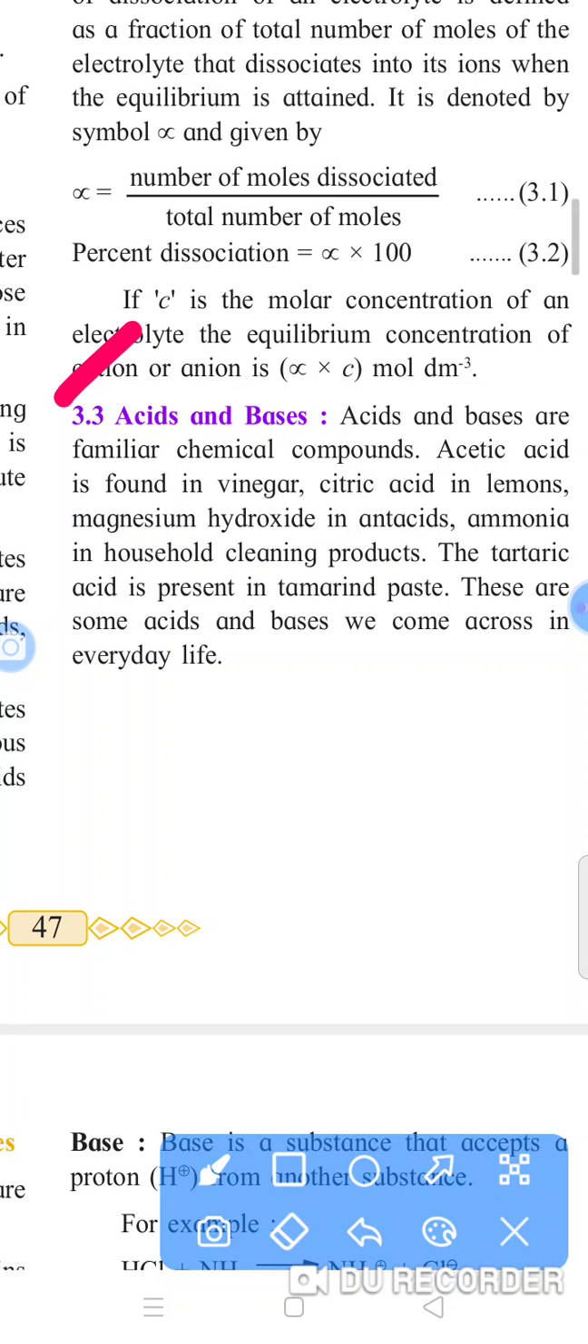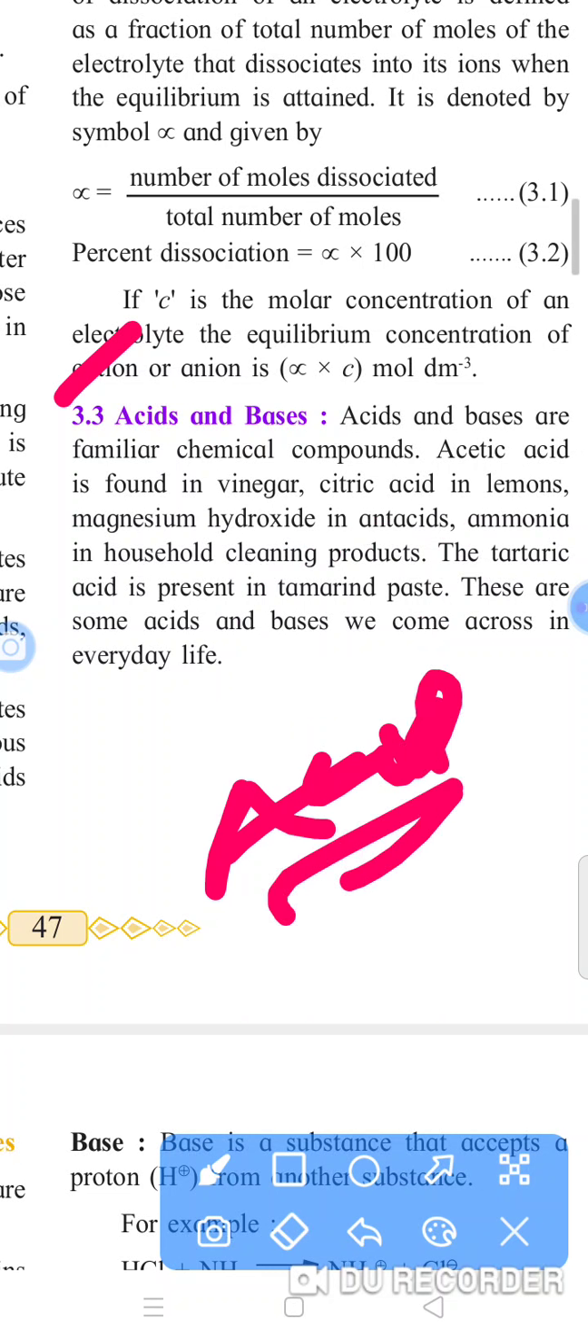Tartaric acid is present in tamarind paste. Tartaric acid is present in tamarind, and we use tamarind paste in the kitchen. Okay, these are some acids and bases we come across in everyday life, where we come across acetic acid, which is present in vinegar.